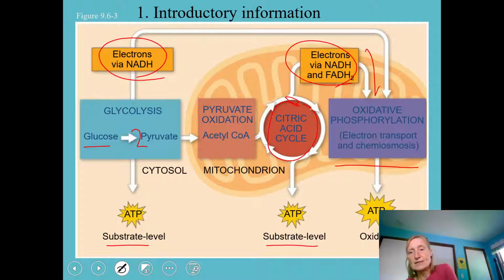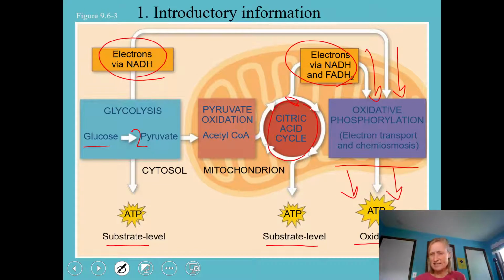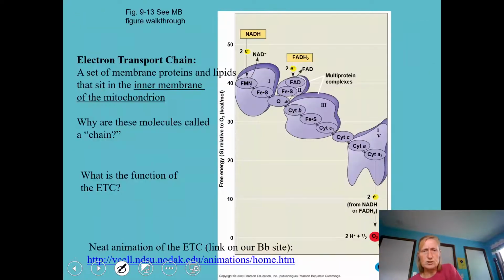Now we're ready to see what happens to those high energy electrons, how they're used to help the cell make loads of ATP. And this mechanism of making ATP is called oxidative phosphorylation. It uses the electron transport chain and something called chemiosmosis. So we have to figure out what the electron transport chain is.